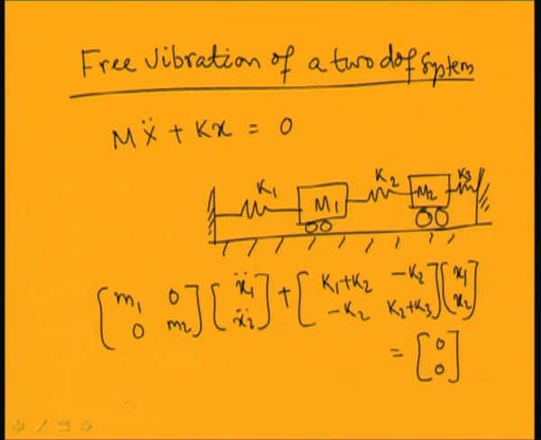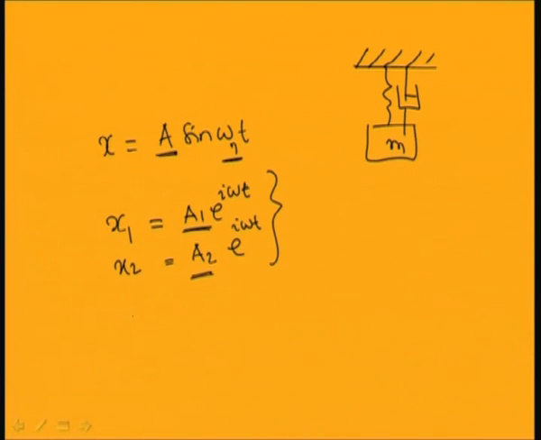So, you can write the equation of motion in this form. Instead of assuming e to the power i omega t, you can also take x1 equal to a1 sin omega t and x2 equal to a2 sin omega t. Either you take a1 sin omega t, a2 sin omega t, or you take x1 equal to a1 e to the power i omega t and x2 equal to a2 e to the power i omega t. Then you substitute this expression in the equation of motion, and you can obtain the equation in this form.